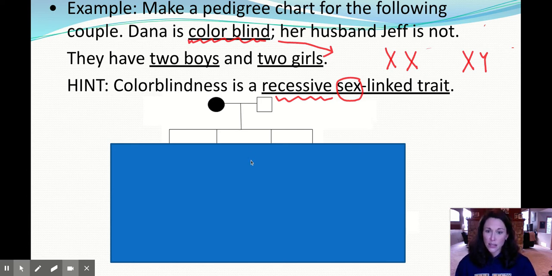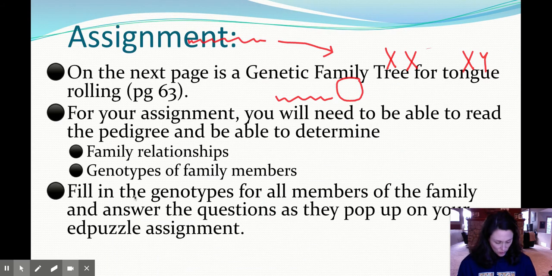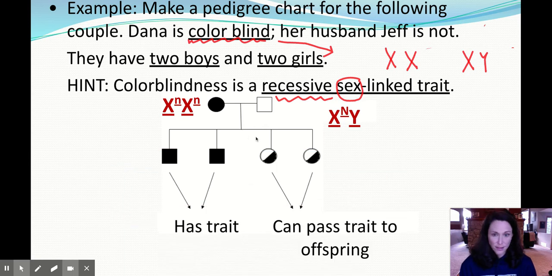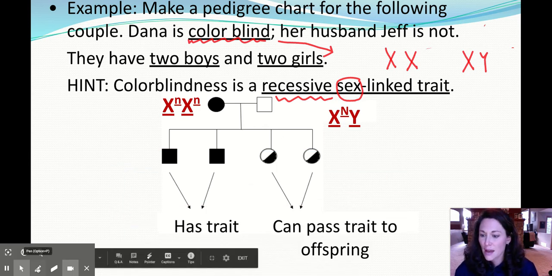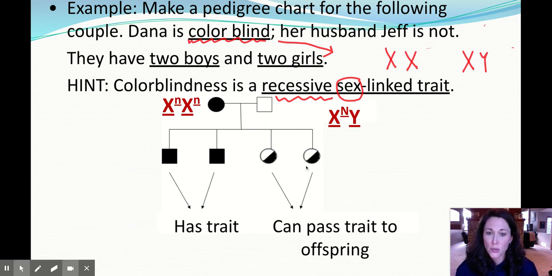And then we're going to take a look at those 2 boys and 2 girls. Sorry, I'm going to go backwards here. Whoops. Okay, so we've got our 2 boys and 2 girls.